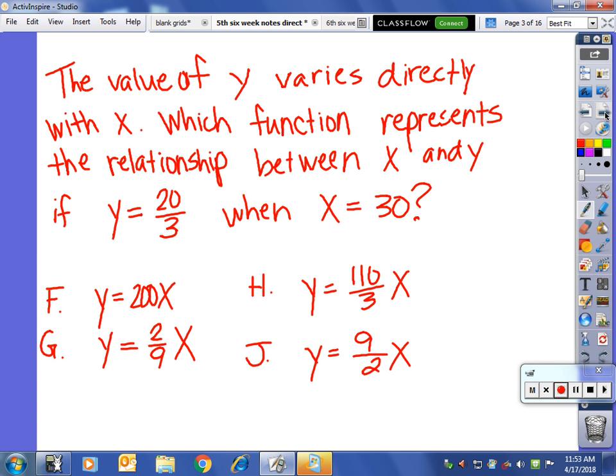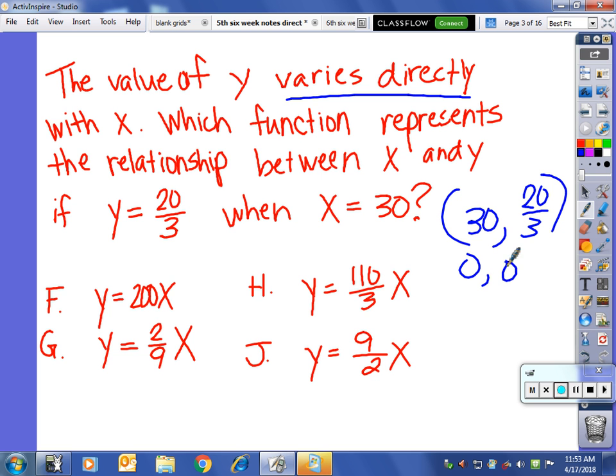Now, there's lots and lots of different ways to do this. Some kids were able to make a proportion out of it and it made sense to them and that worked. I just turned it into a linear problem. Do they give me a point? They absolutely give me a point. They flat out tell me what y equals and what x equals. What does x equal? 30. What does y equal? 20 over 3. What other point do I know has to be on this if it varies directly? 0, 0. Where can you go if you know 2 points on a line?